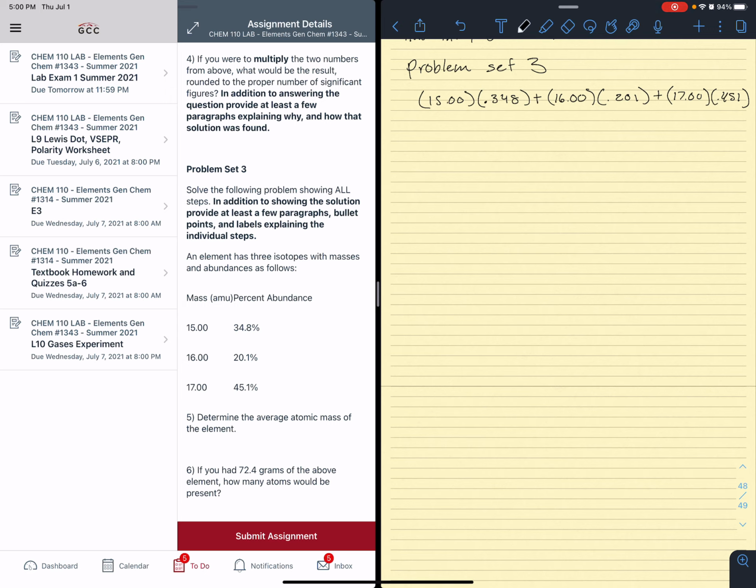So in total, for all of them, it's equal to 16.103, but you just round it to 16.1. That's the average atomic mass unit of those 3 isotopes.